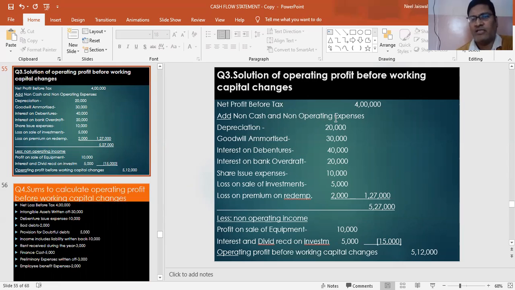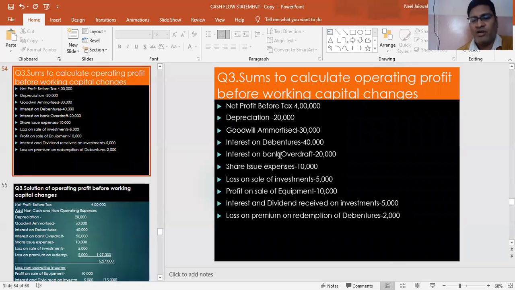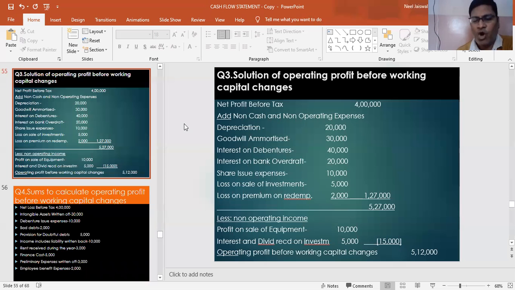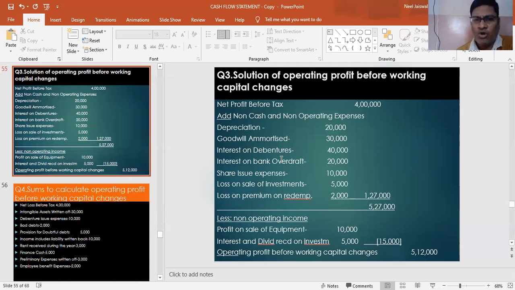And all non-cash and non-operating expenses we have to add back, like depreciation, goodwill amortized, interest on debentures, interest on bank overdraft. Interest, which means financial charges, is nothing but non-operating. So we are just removing all those financial charges. Share issue expense is also non-operating, not every time. So 10,000, that is also to be added back.